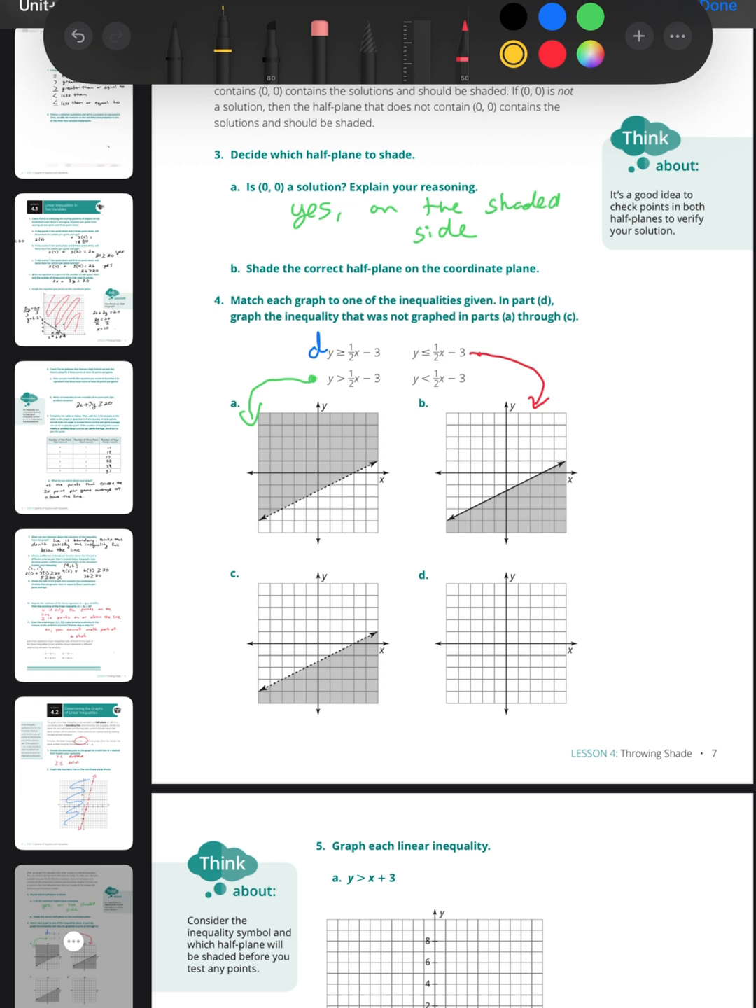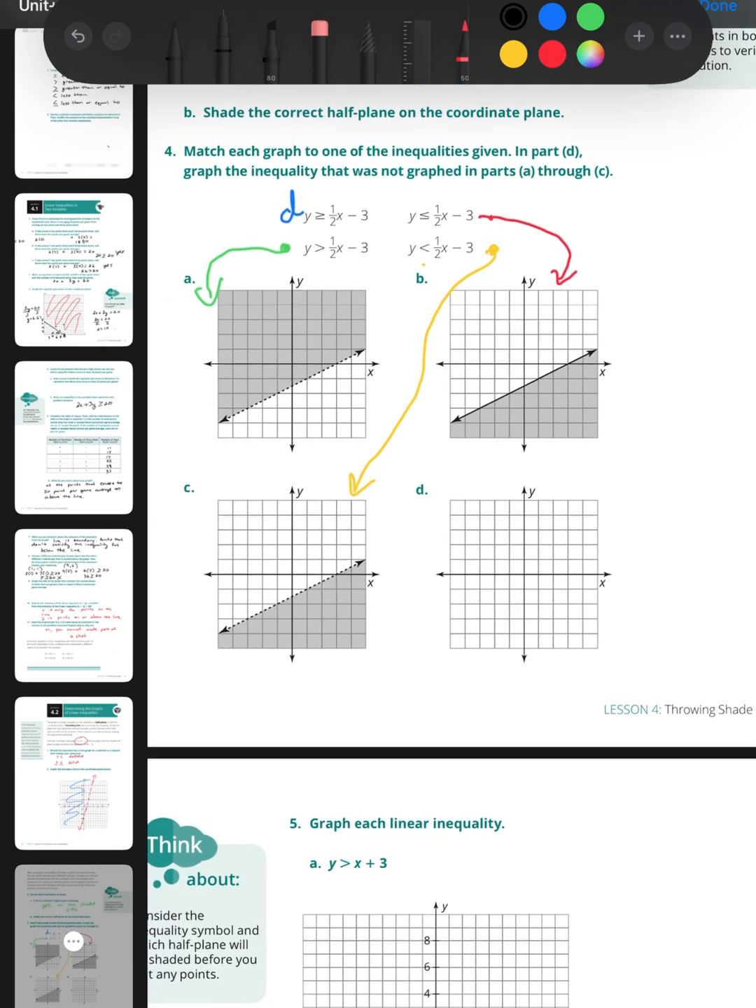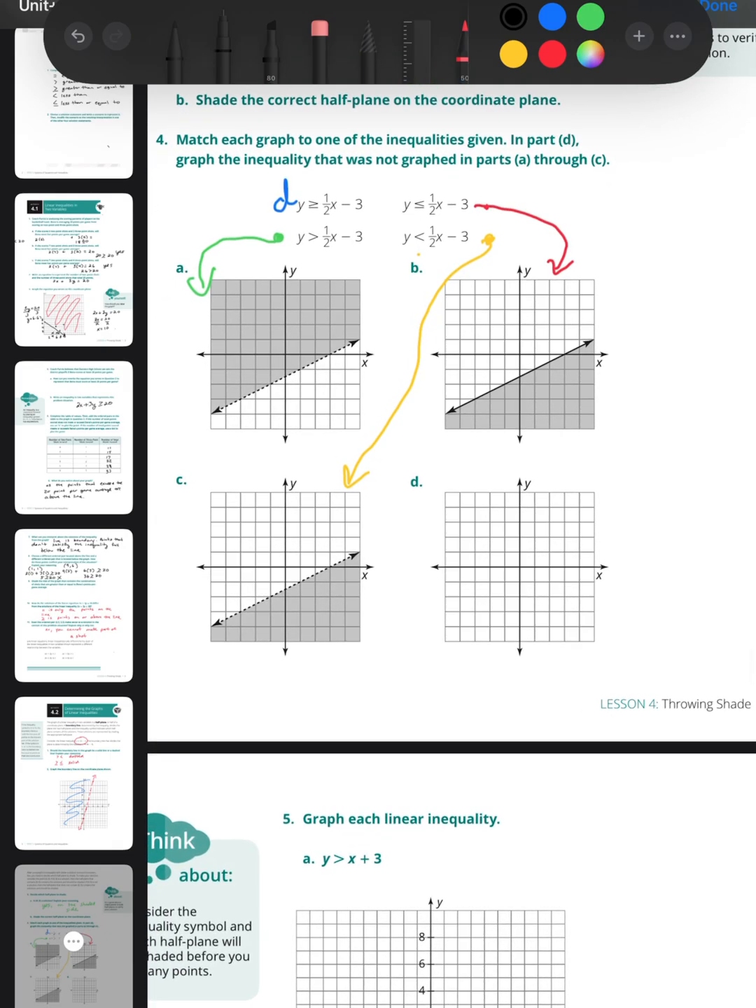And that leaves our last one. This one better be C. And it is shaded below the line with a less than sign. So that does match up. So if we wanted to graph the missing one, D down here, y-intercept of -3 again.